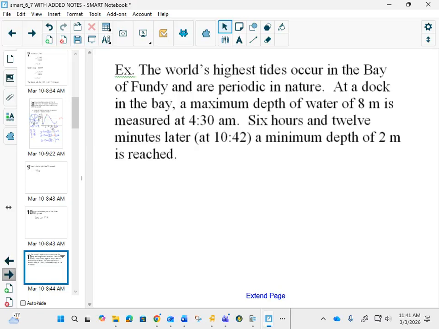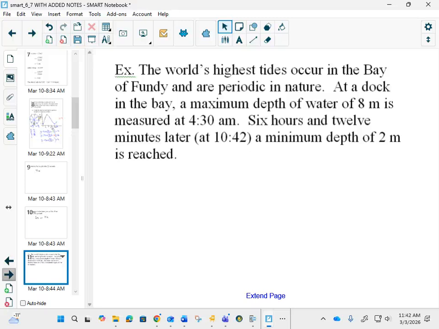World's highest tides occur at the Bay of Fundy and are periodic in nature. So this means that it's repeating itself over a certain amount of time. As soon as they say that, you know you can make a sine or a cosine graph. And this question shows us the minimum amount of information you need to do that. If you have one minimum and one maximum, and they're consecutive, you can find the equation.